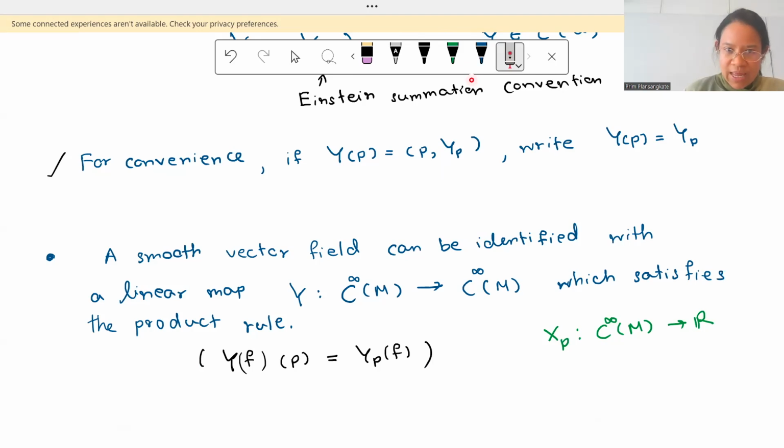So by this definition, pointwise, you can define an action of a vector field on a function, and then you have to prove a bit that this will be smooth. And actually, you can prove that a smooth vector field can be identified with a linear map like this, that maps a smooth function to a smooth function and satisfies the product rule.